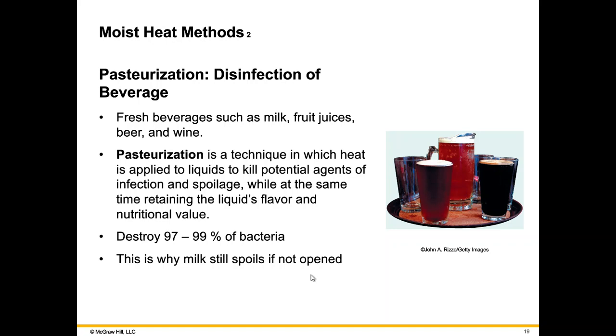the beverage. So all in all, this process destroys about 97 to 99% of bacteria, but not all of them. So that's why if you were to buy milk and stick it in the fridge and never open it and wait a month and then open it, despite the fact that you hadn't opened it yet, it's still going to have spoiled because there are bacteria in that milk.